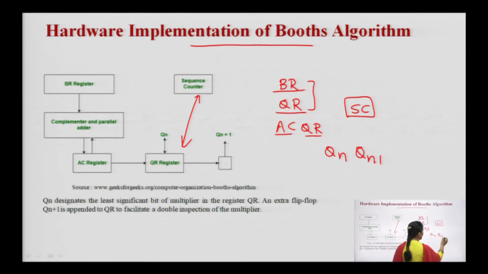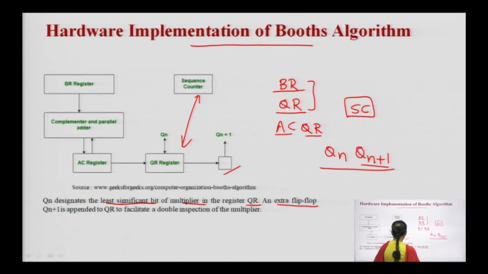Everything here is decided by the values of Qn and Qn plus 1, because when I shift my first partial product or second partial product towards the right, then rather than dropping the rightmost bit, I will store it in Qn plus 1. That is, Qn designates the least significant bit of the multiplier in the QR register, and I have taken one more flip flop, Qn plus 1, for double inspection of my multiplier.